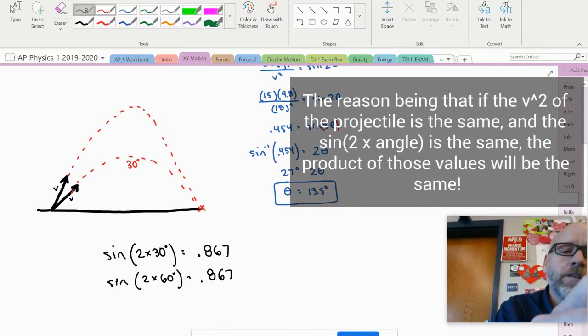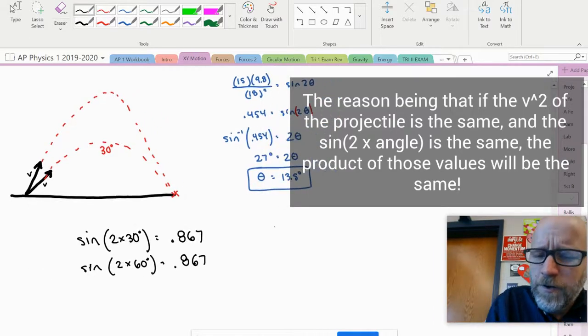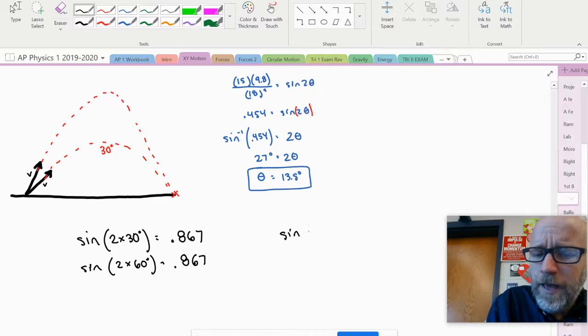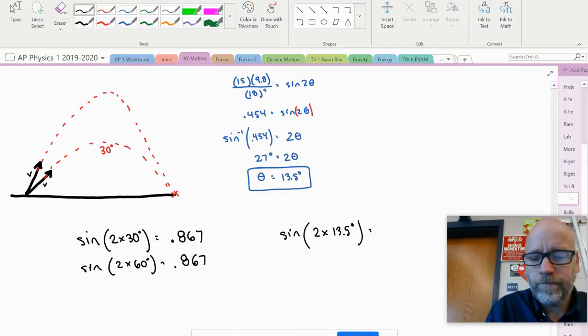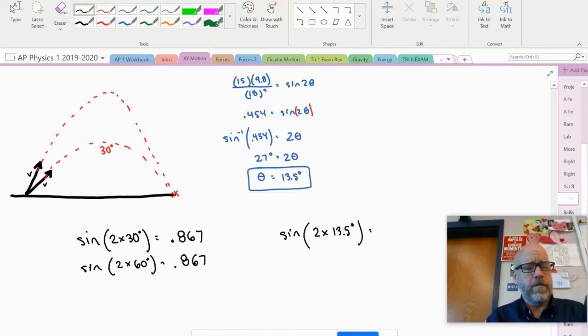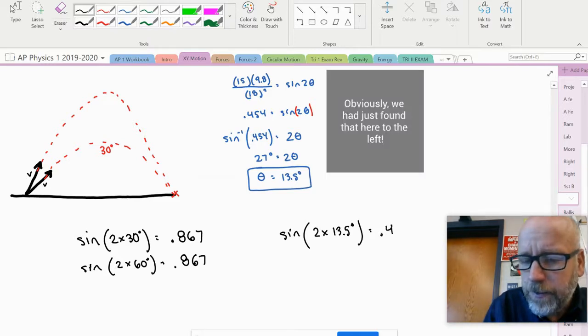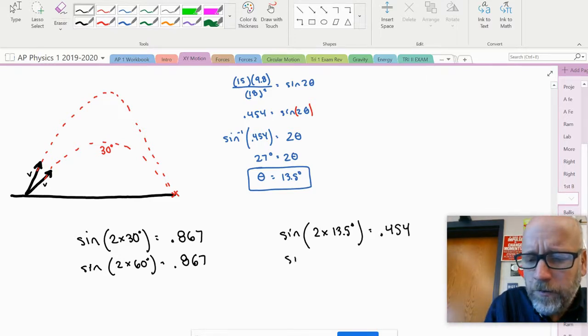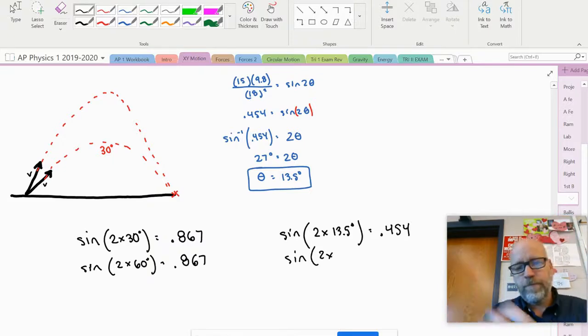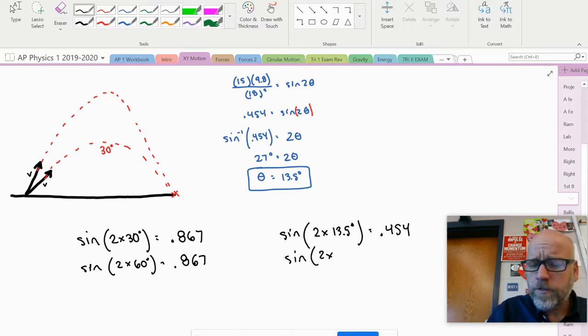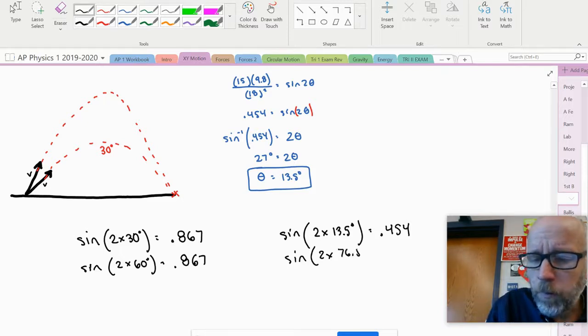Now, in case you don't see the connection there, let's try an angle of 13.5 degrees. What is that? I'm going to ask my calculator. What's the sine of 2 times 13.5? It says 0.5454. Hey, that sounds familiar. I want you to also plug in 76.5. So what is the sine of twice 76.5 equal to?